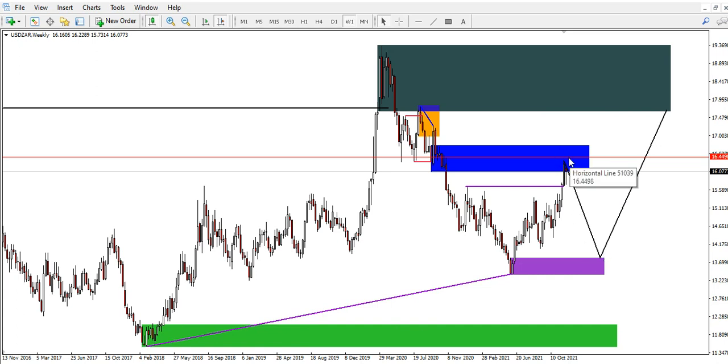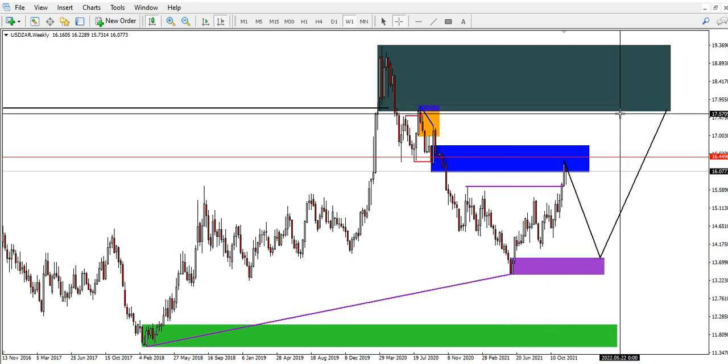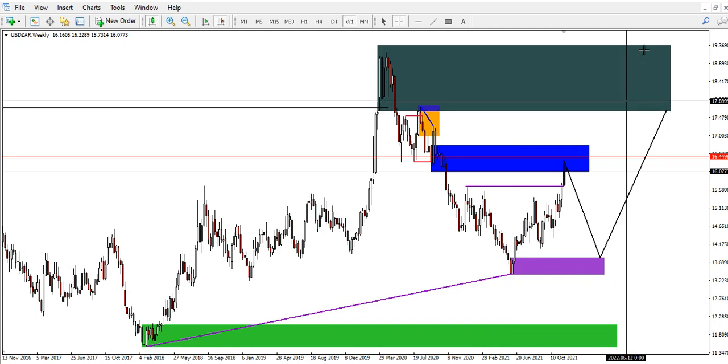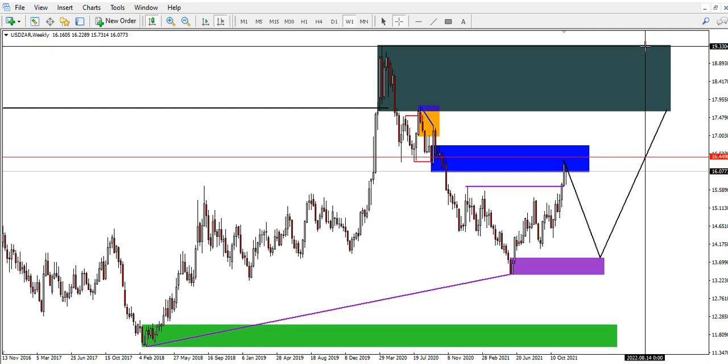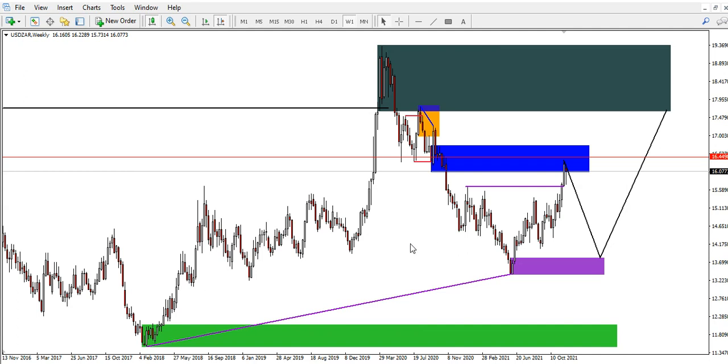As you can see here, the projection is that we might get to 13.8 before things get worse. Then when things get worse, the lowest it can go is 17.6, and the highest it can go is 19.3. So this is just a highlight. I will not dwell much on these markups here.